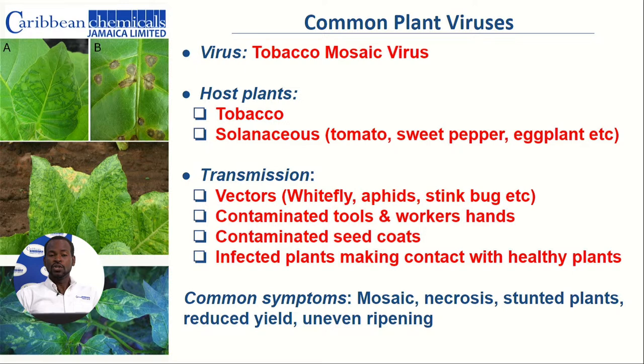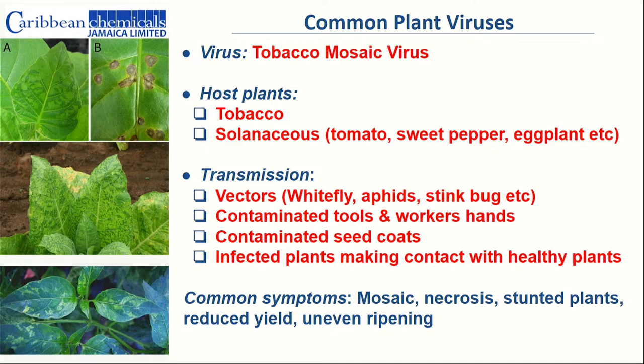One of the most common ones, and this is basically the first one that scientists identified some years ago, is the tobacco mosaic virus. This virus has been studied for years now, and it has basically shed light on how viruses function, right? So far, scientists have documented over 1,000 plant viruses. But let me delve into the tobacco mosaic virus.